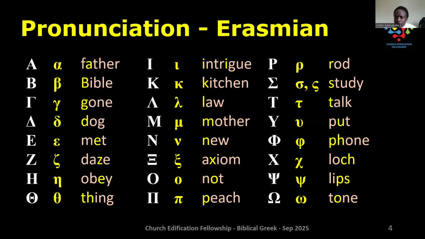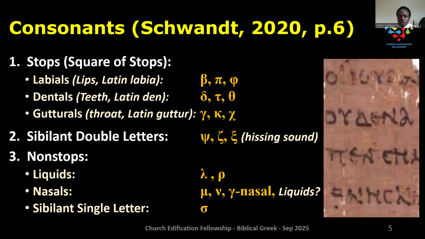Before we go to Matthew 1, where I want to practice some small reading and seeing of the letters, how they appear, I'll take a few minutes to explain the classification of consonants. Consonants are classified as either stops, sibilant, double letters, or non-stops. Those are three. Now, within stops, we have labials, we have dentals, and gutturals.